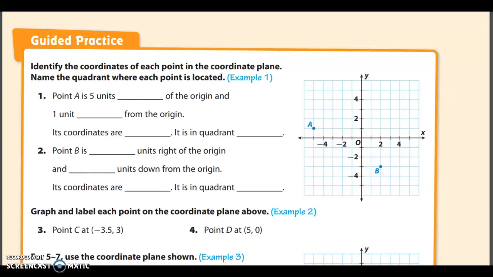This is page 334. This is the guided practice for lesson 12.1. The directions read, identify the coordinates of each point in the coordinate plane. Name the quadrant where each point is located.